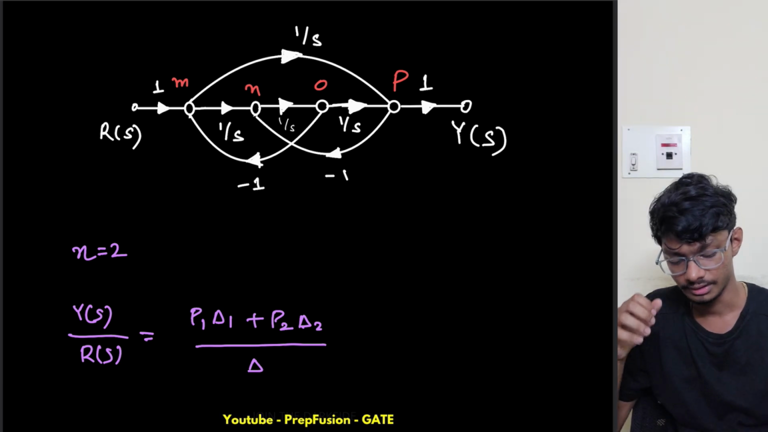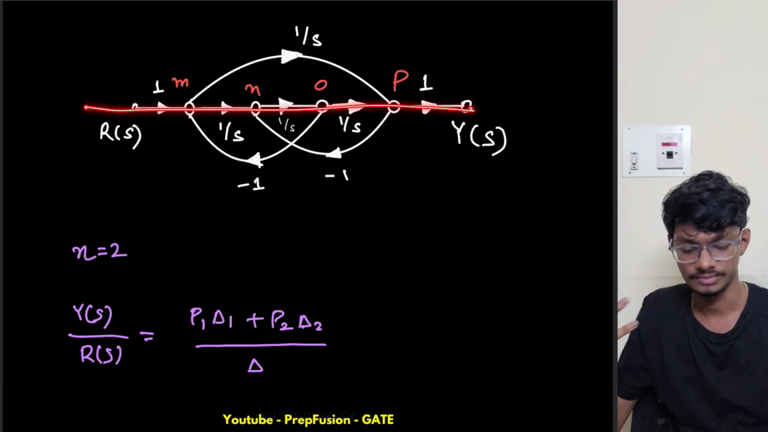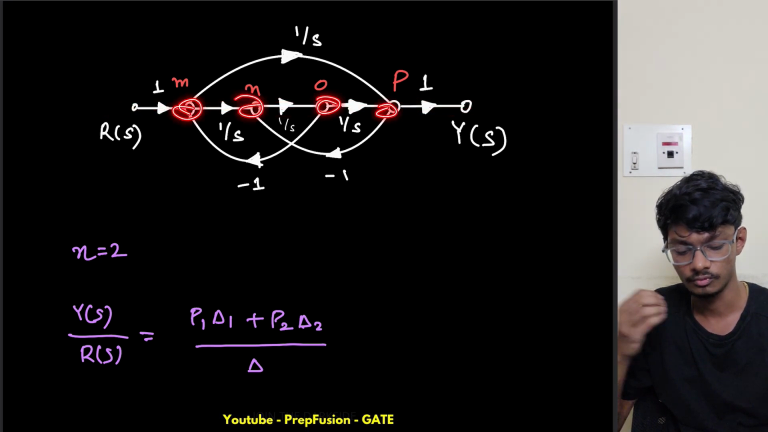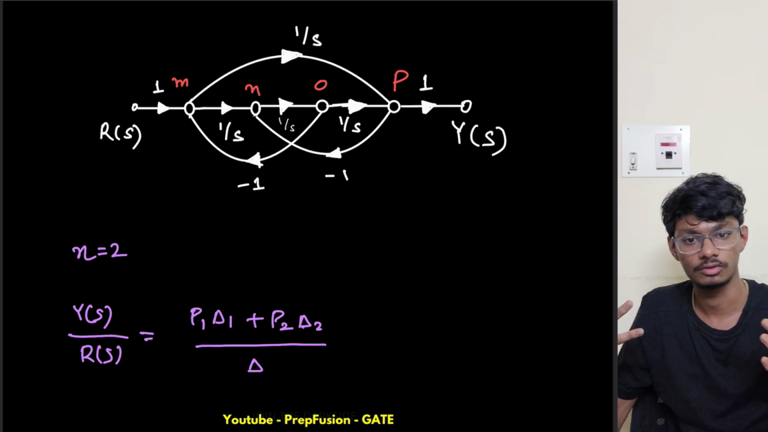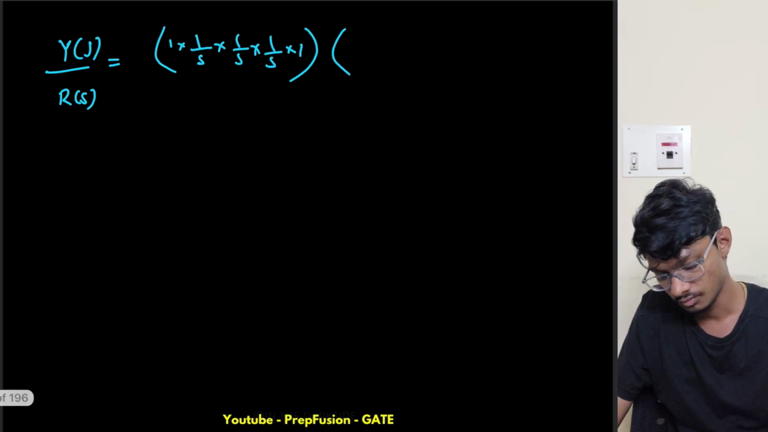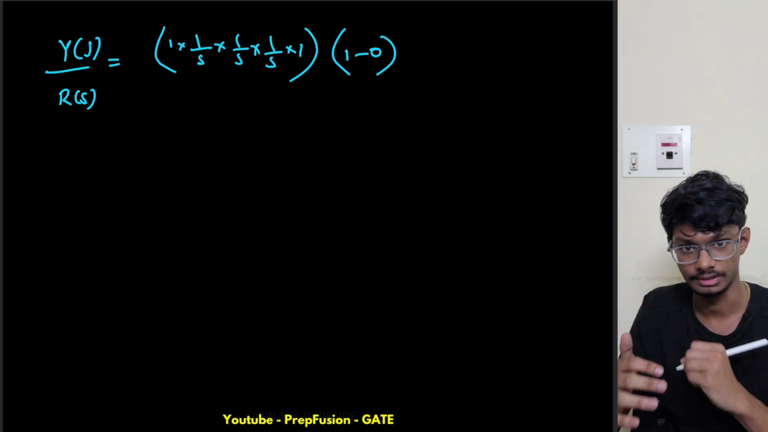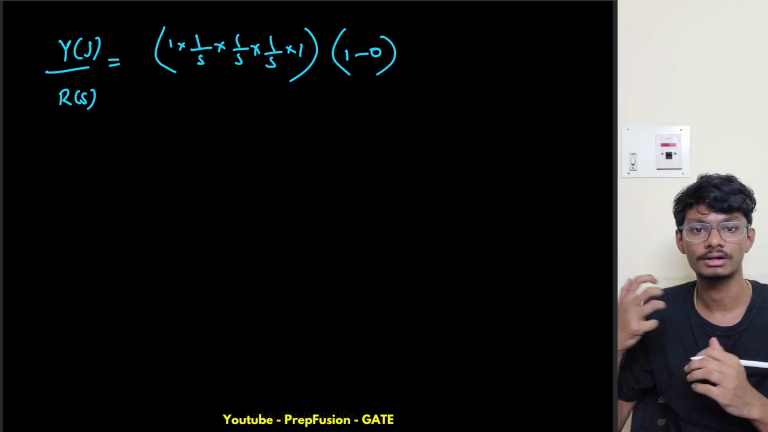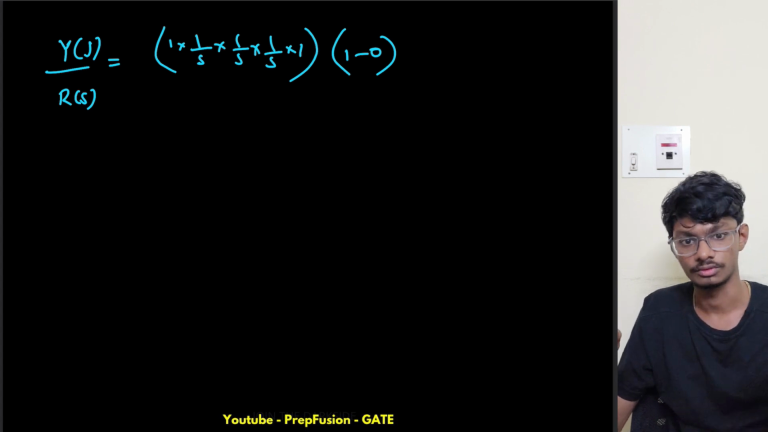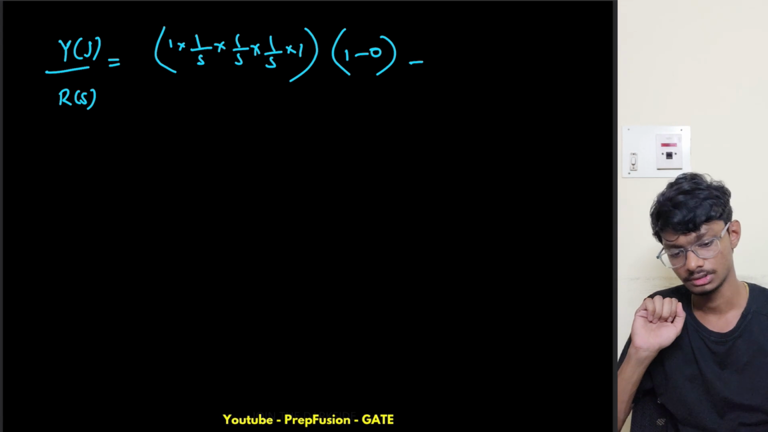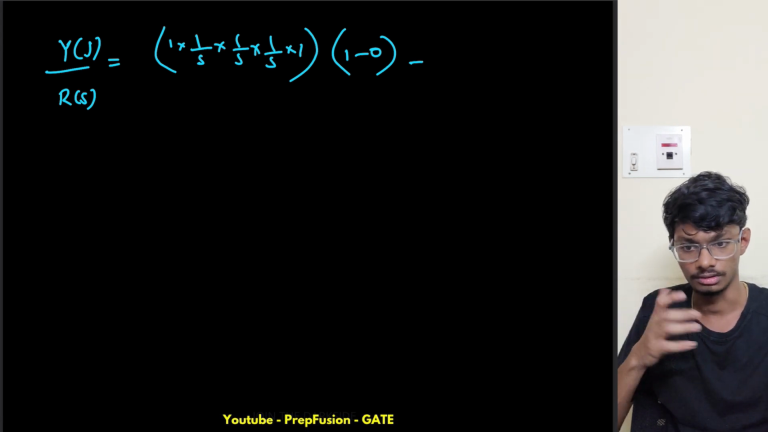So delta 1 again, if I remove this, are there any loops present? No. If I remove this, all these nodes are removed, so we can't find any loops. So this will simply be 1 minus 0. This is how you can do this directly. But be careful, if you aren't comfortable with it, do it slowly. That's the important part, but the answer should come out correct. So that is 0 only.